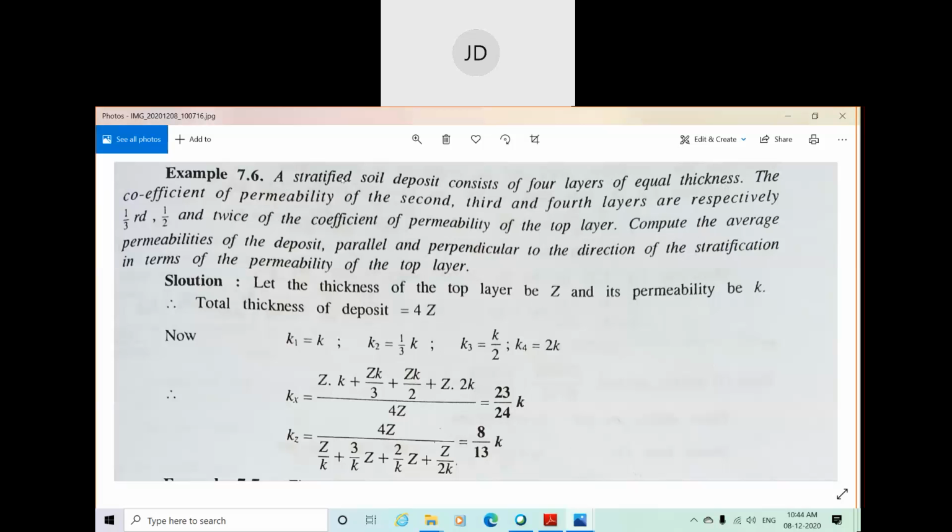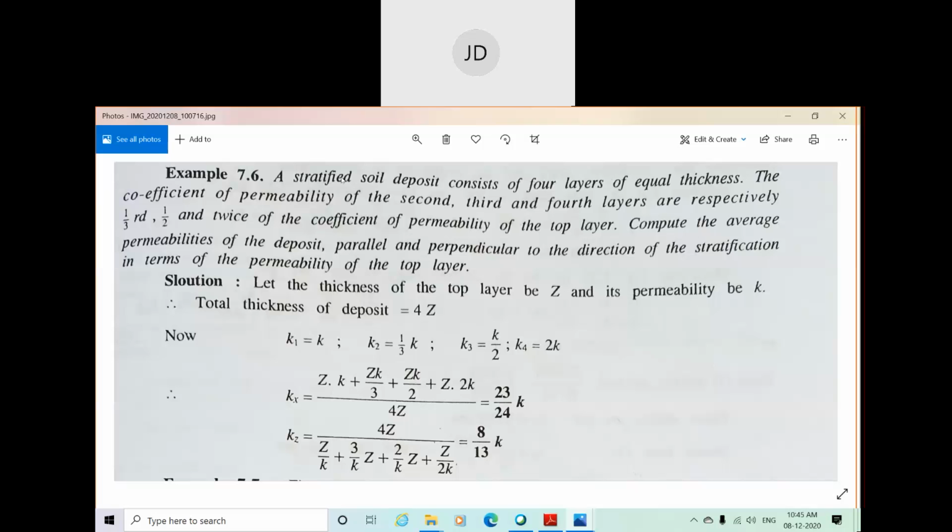What is given in the problem statement? A stratified soil deposit consists of 4 layers of equal thickness. That means a stratified soil exists and has 4 layers, 1, 2, 3, 4, with equal thickness. Suppose the first layer thickness is Z1, then all the other layers also have Z1. That means Z1 equals Z2 equals Z3 equals Z4, so each layer has the same thickness.